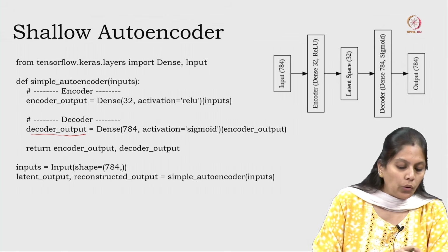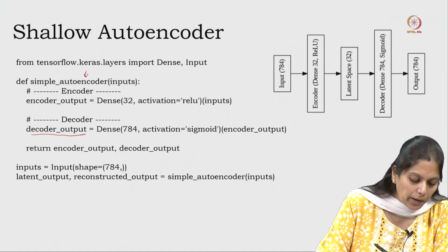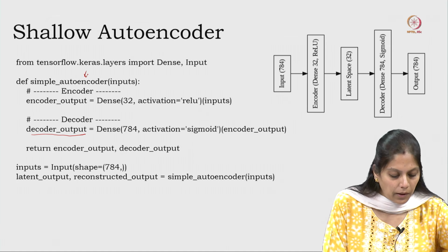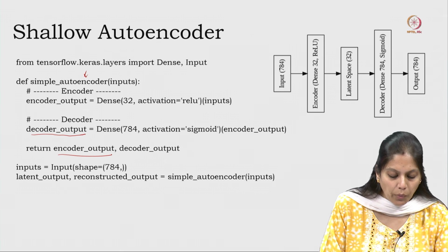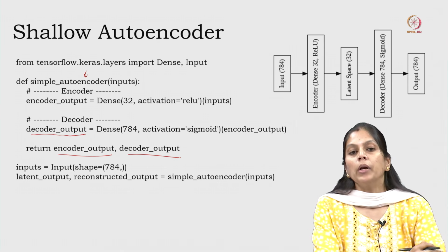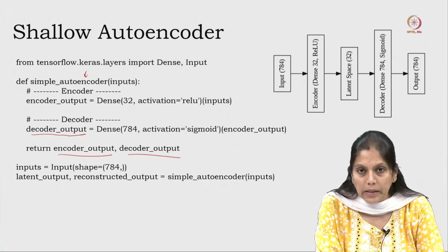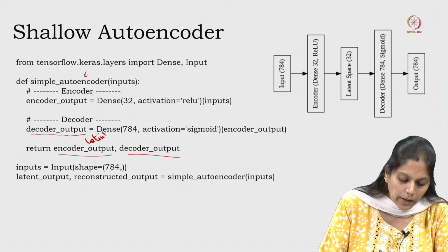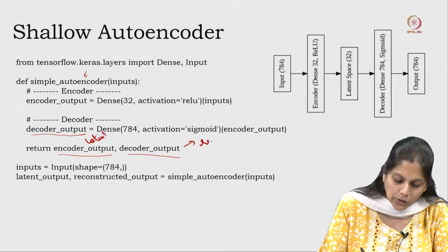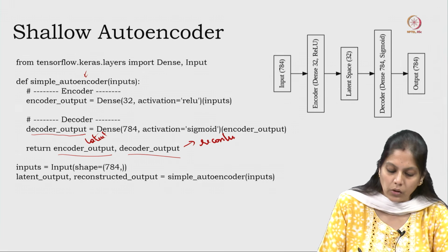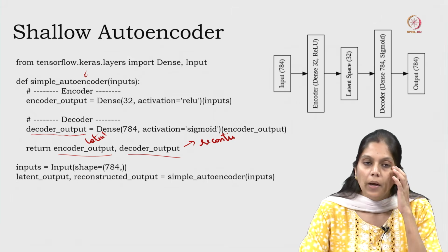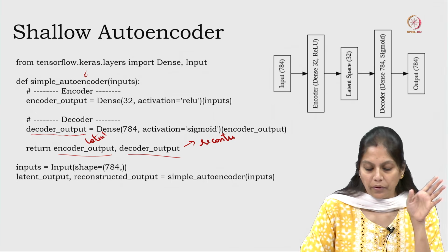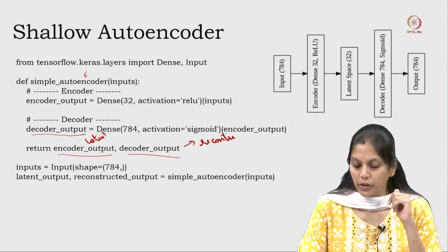Okay. So, towards the end of this function, what are we returning? We are returning encoder_output and decoder_output. So, encoder_output is where you have the latent representation, and decoder_output is the reconstructed one. Now, I hope from the architecture perspective you have understood this.